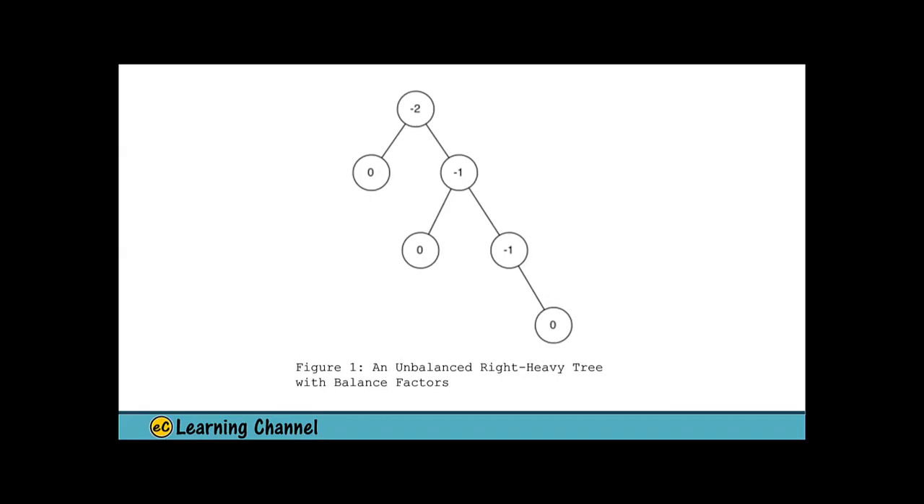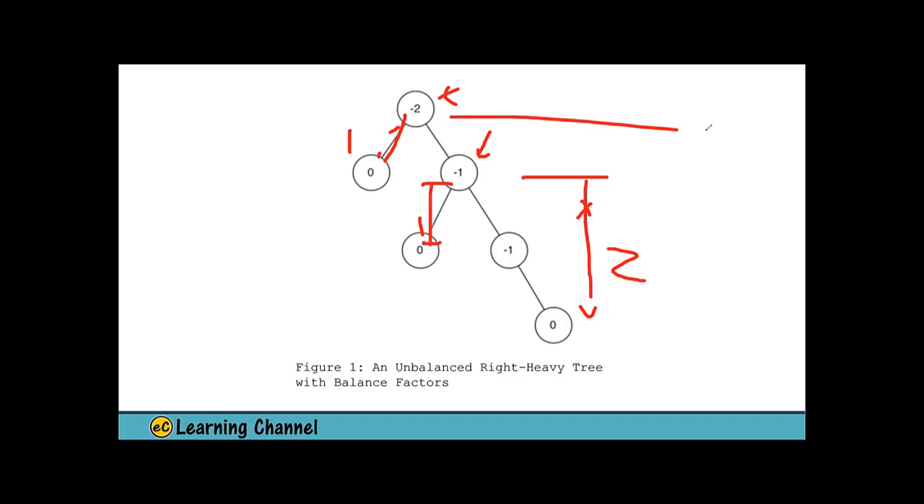So this one, let's see, is unbalanced. For this node, the left side depth is 2 and the right side depth is 1. For this node, the left side depth is 1 and the right side is actually 3. So it's quite unbalanced.